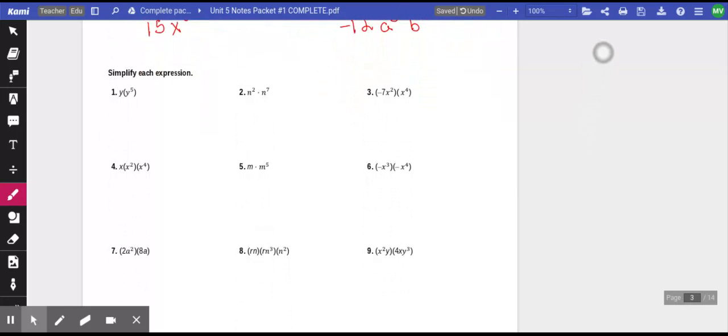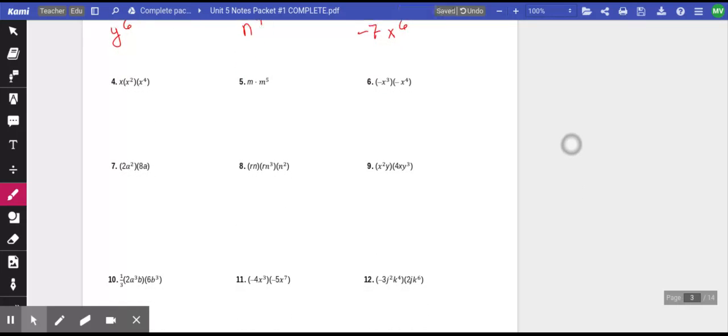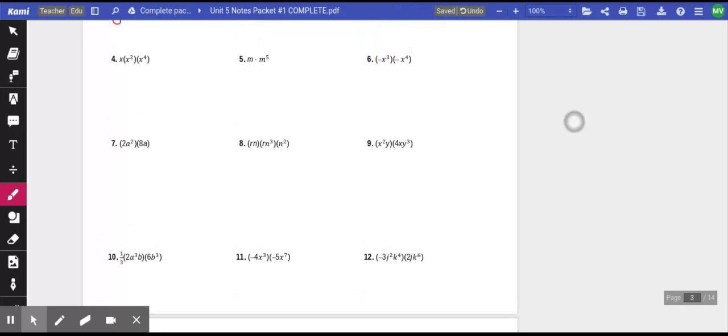So I'm going to try a couple more here. So number 1, that's y times y to the 5th. They have the same base. The y has an exponent of 1, so that's y to the 6th. 2, I keep the base of n, add the exponents, 9. 3, I keep the negative 7. That has nothing to be multiplied by. The x's, I keep the base and add the exponents. So I want you to pause, and I want you to try 4 through 12, and then come back and check your answers.